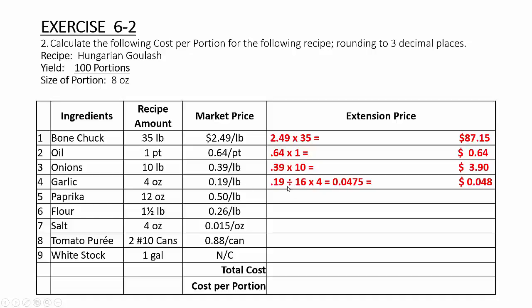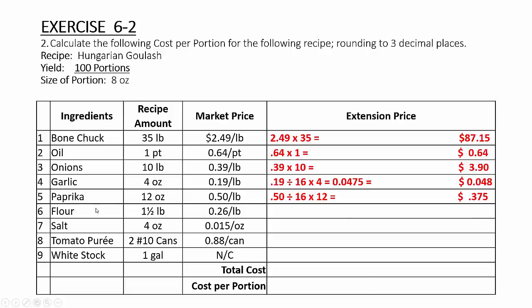This gives us the cost of 1 ounce. We'll multiply it by the 4 ounces we're looking for. There's the cost of our garlic. Paprika, we want 12 ounces. Again, we paid for it by the pound, 50 cents per pound. So let's take the price per pound, divide it by 16 ounces, the amount of ounces in a pound, and multiply it by the 12 ounces we're looking for. There's the cost of the paprika.